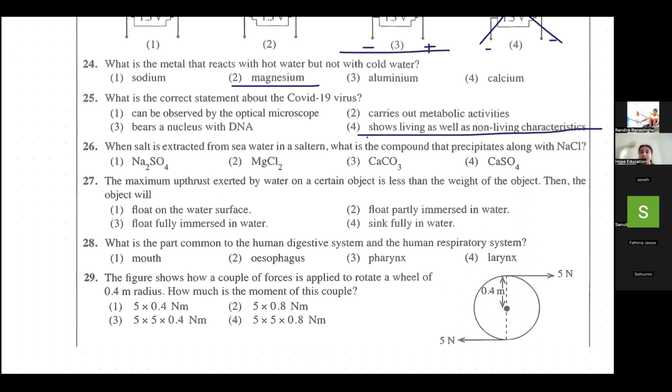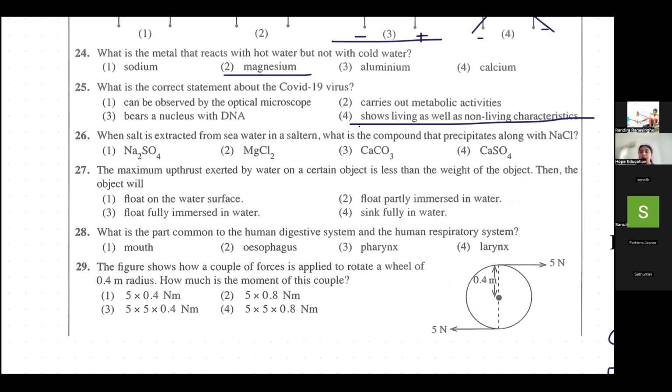When salt is extracted from seawater in a saltern, what is the compound that precipitates along with NaCl? Last week we did a revision on saltern, didn't we? Didn't I put the whiteboard note last week? It's there. Let's check.